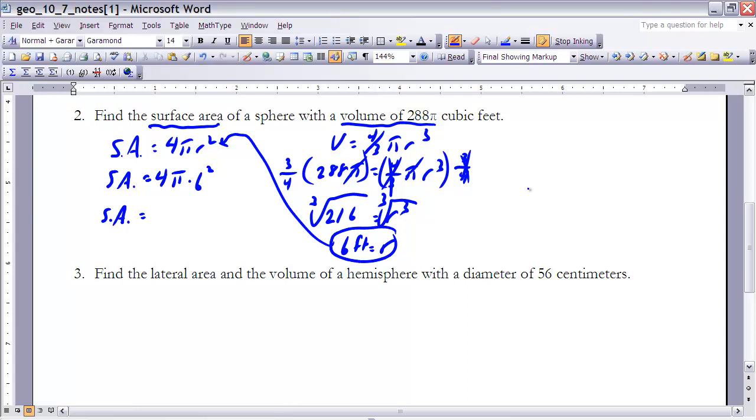Well, 6 squared is 36. So really I have 36 times 4, which you can either do in your head or use your calculator, either way. If I take 36 times 4, I get 144. So that means the surface area is equal to 144 pi. And since we're talking about cubic feet for the volume, the surface area, since we're talking about area, would be in square feet. So this would be the answer I'm looking for.